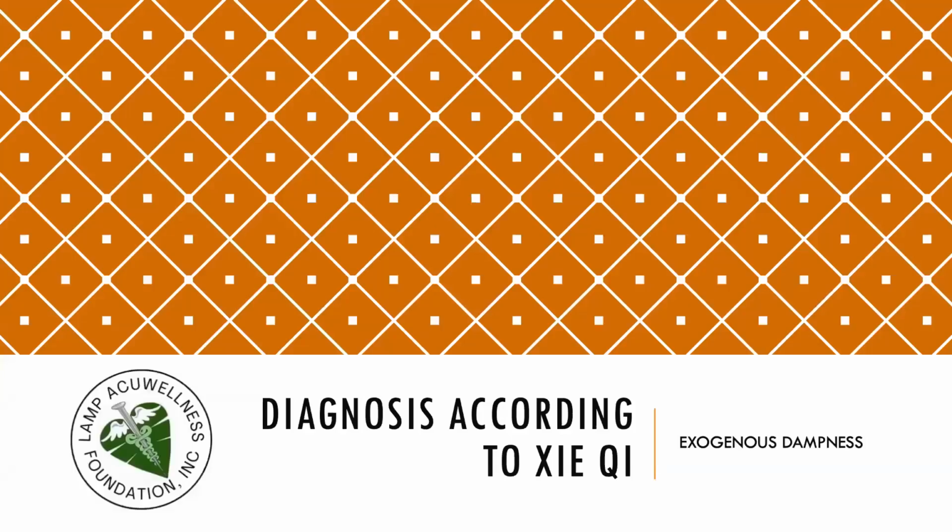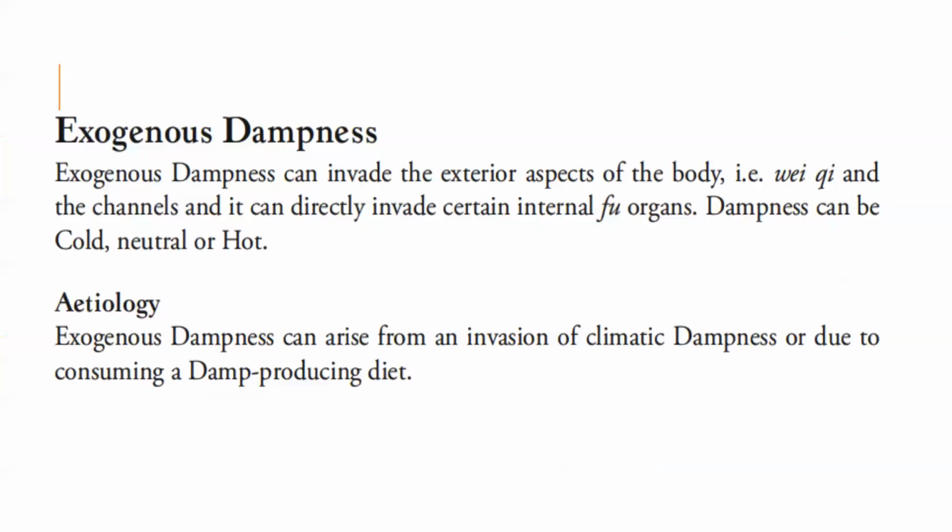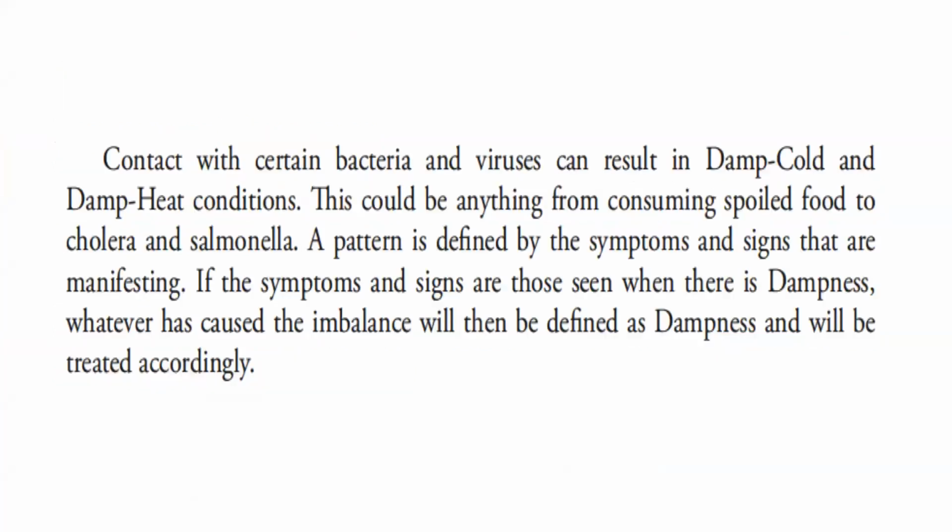We discuss exogenous dampness for diagnosis according to pathogenic chi. Exogenous dampness can invade the exterior aspects of the body, that is, wei chi and the channels, and it can directly invade certain internal organs. Dampness can be cold, neutral, or hot. Exogenous dampness can arise from invasion of climatic dampness or from consuming a damp-producing diet. Contact with certain bacteria and viruses can result in damp cold and damp heat conditions. This could be anything from consuming spoiled food to cholera and salmonella.